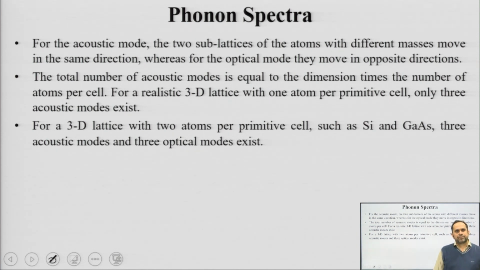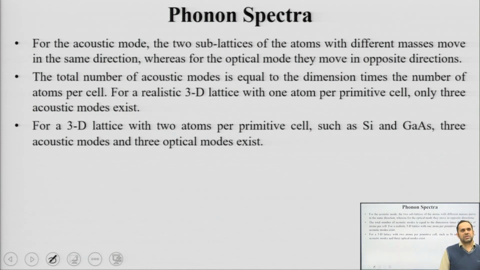The total number of acoustic modes is equal to the dimension times the number of atoms per cell. So, if you are looking at a one dimensional, two dimensional, or three dimensional structure, the number of acoustic branches or modes is going to vary. For a typical three dimensional lattice structure with one atom per primitive cell, your basic unit cell structure, you can have 3 acoustic modes. Okay. And for a 3D lattice with 2 atoms such as silicon or gallium arsenide, your elemental and compound semiconductors, 3 acoustic modes and 3 optical modes tend to exist.